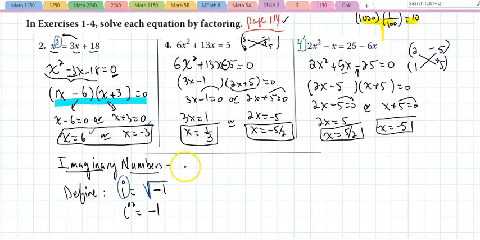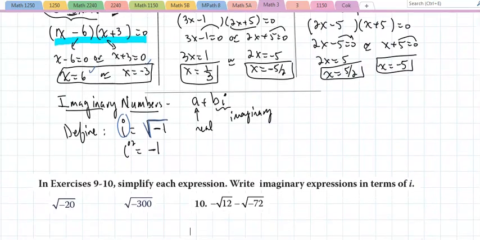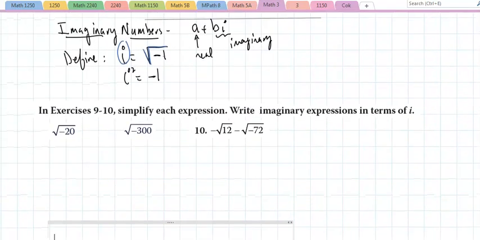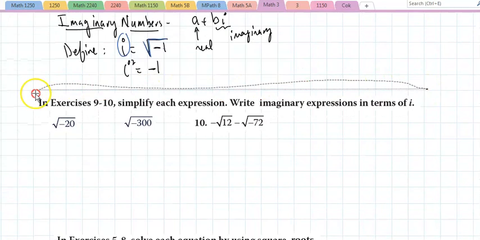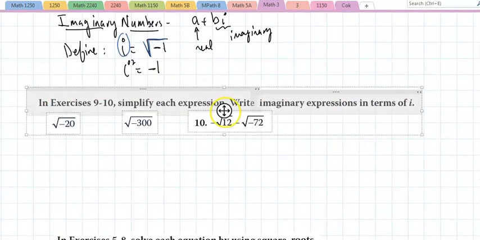A complex number normally looks like a plus bi. It's a good habit to write the part that doesn't have an i, which we call the real part, and the part with an i, which we call the imaginary part. So, if I look at the next set of problems, we want to simplify.